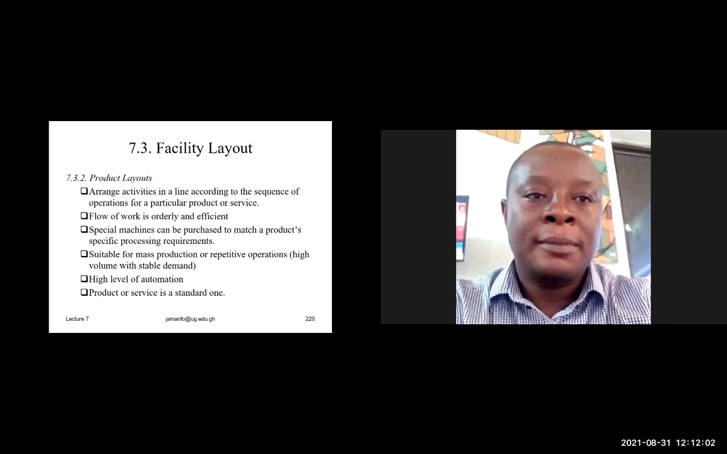Activities are arranged in line according to the sequence of operations. At one stage, the bottles will be cleaned. We have a special term for it. Then at another stage, the bottles will be filled with whatever contents have to go into the bottle.